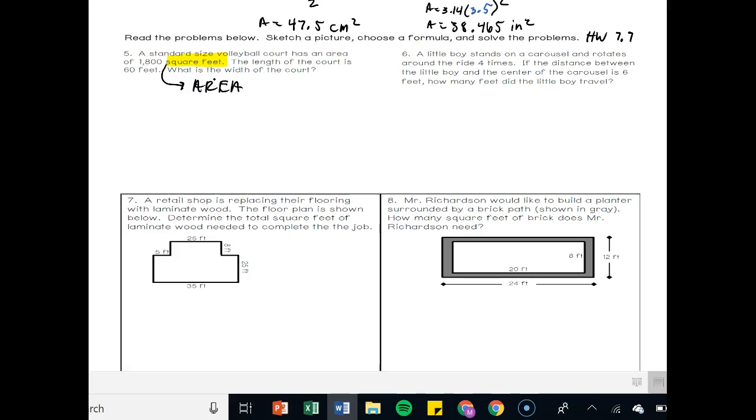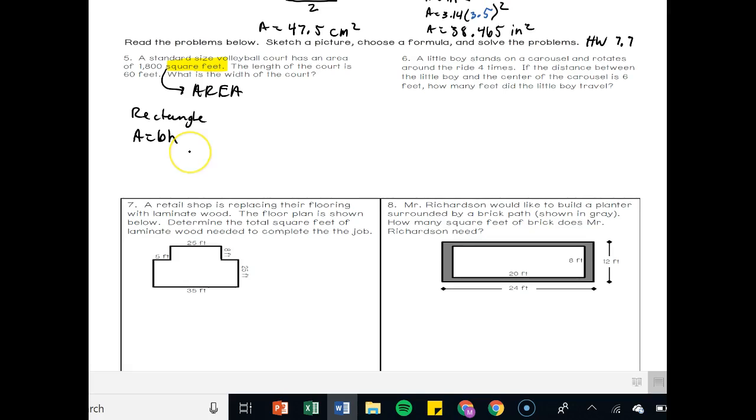So nothing about these problems change. We still identify the shape, write down the formula, and plug in the numbers. The only difference is now, this time they're saying, hey, the area is 1,800 square feet, and the length of the court is 60 feet. Remember, A equals BH is the same thing as A equals length times width. So if you're worried about, well, it says length, it doesn't say base or height, it's the same exact thing.